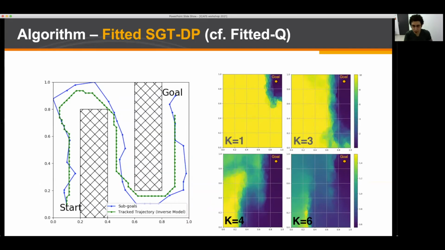You can design reinforcement learning algorithms using the subgoal tree principle. We have several of them in our paper. Here's an example with an equivalent of the fitted Q algorithm that we call fitted subgoal trees. This is applied to a continuous maze here. You see on the right the learned value functions, and the yellow is the unreachable parts. As you increase k in the value, the area in the maze that is unreachable decreases until for k equals 6 here, you can reach any part of the maze towards the goal.